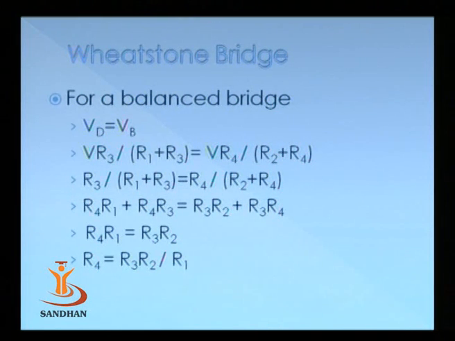Showing the balance condition, that is, the voltage at the two junctions D and B should be equal. Expanding the expression, the voltage at D is equal to the voltage at B, that is, V R3 upon R1 plus R3 is equal to V into R4 upon R2 plus R4. Reducing this expression, we finally get the expression at the bottom, that is, R4 is equal to R3 into R2 divided by R1.